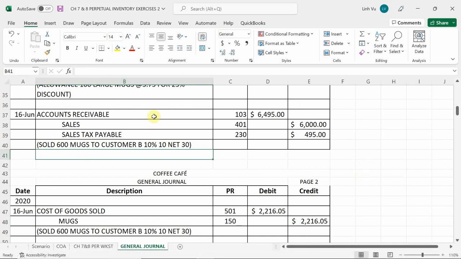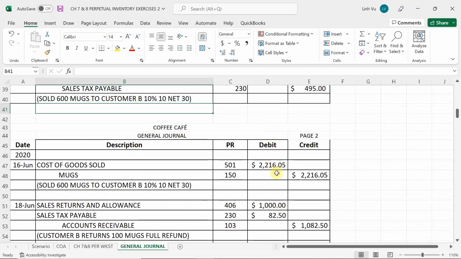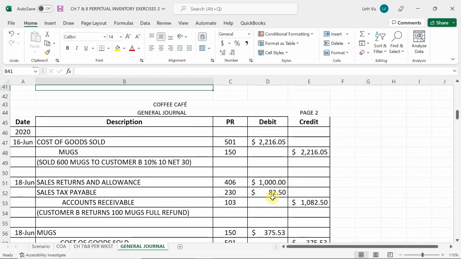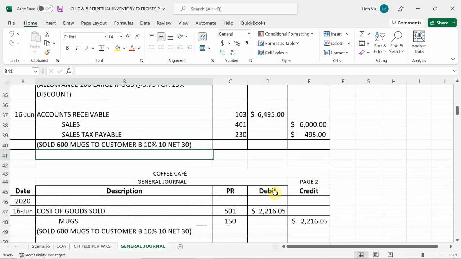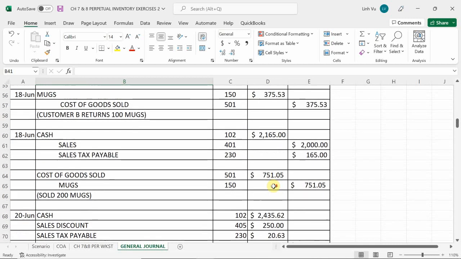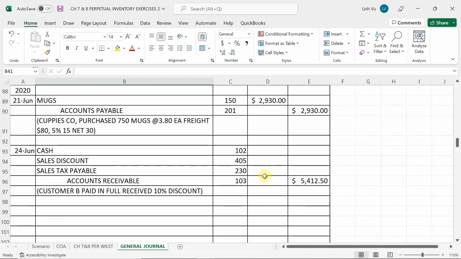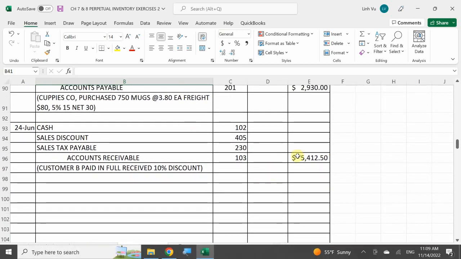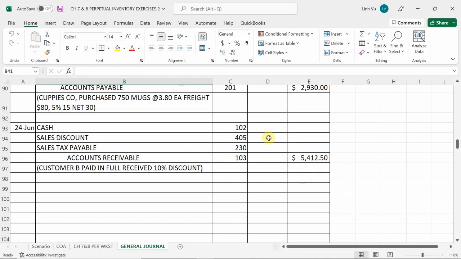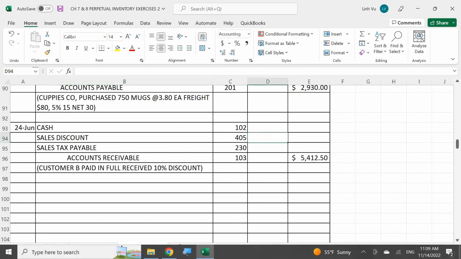Now, how much would my discount be if I offered them a 10% discount? They originally purchased 600 units, and then returned 100 units. So how much did I actually sell to them? If I had 6,000 and subtract 1,000, that means $5,000 is what I sold to customer B, or 500 units at $10 is $5,000. So therefore, what is 10% of $5,000?